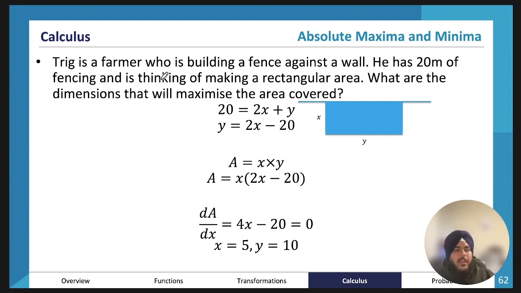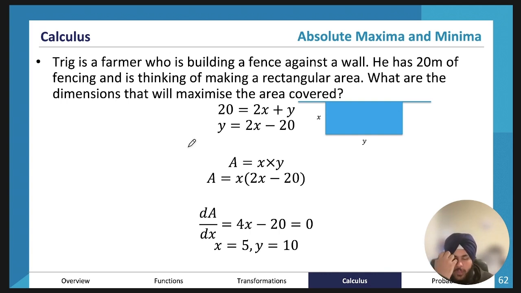So we have Trig, a farmer who is building a fence against a wall. He has 20 meters of fencing and is thinking of making a rectangular area. The question asks, what are the dimensions that will maximize the area covered? So essentially, we want the maximum area covered. We want the greatest x and y values, but overall they should make up the largest area. So what we can do is formulate an equation.